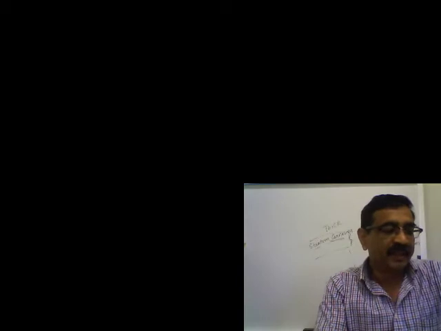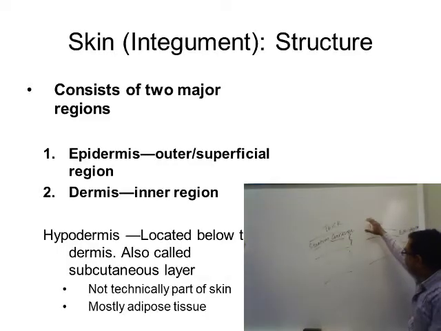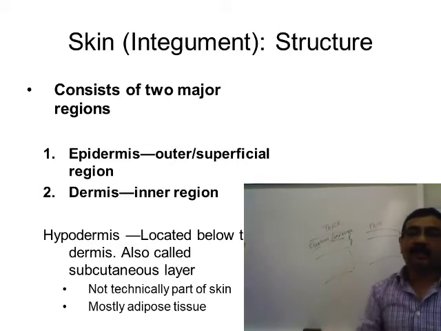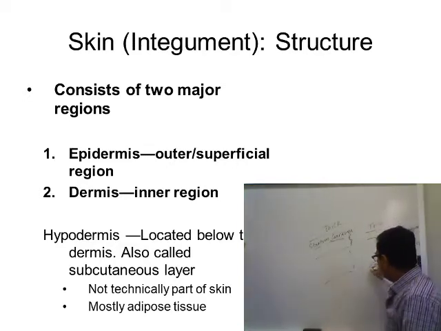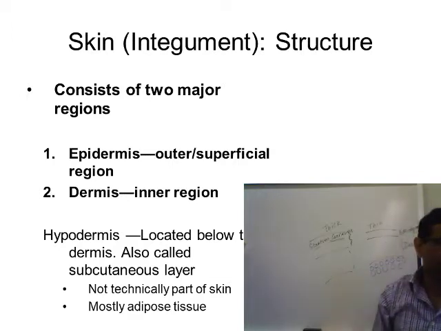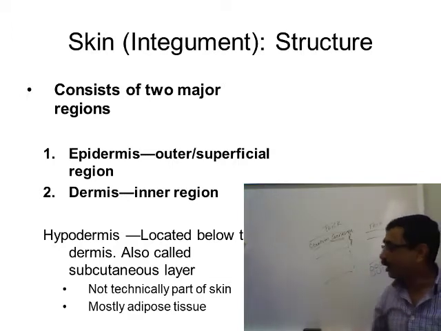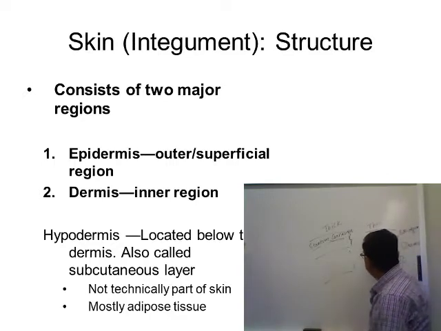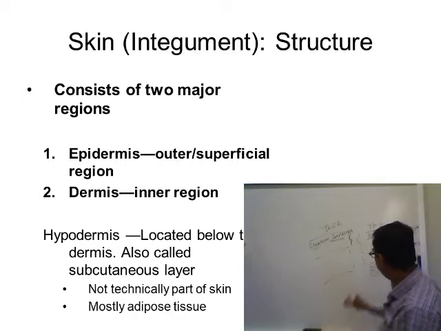So, the structure of the skin. Skin has two layers, outer epidermis, inner dermis. Right? Under the dermis, you have another layer that is not a layer of the skin. Remember, this is called hypodermis. It is not a part of your skin. It is under the skin. So, if I ask you how many layers the skin has, two. Outer epidermis and inner what? Dermis. So these are the two layers of the skin.